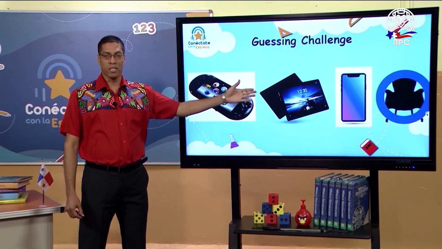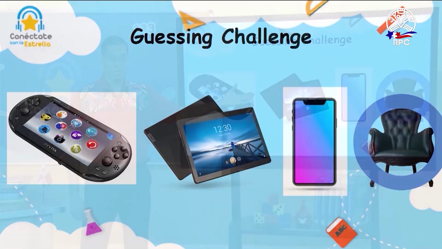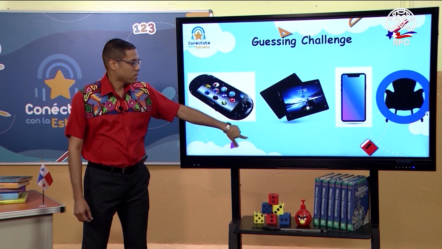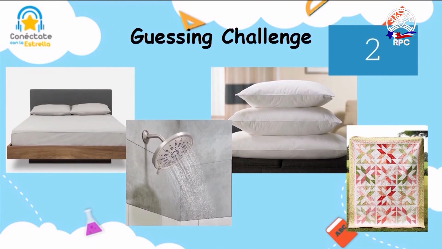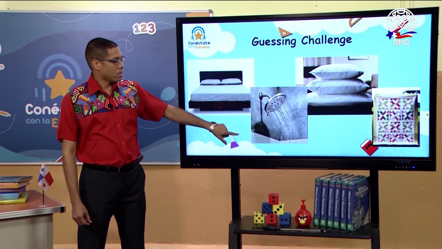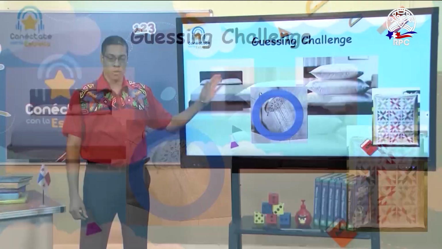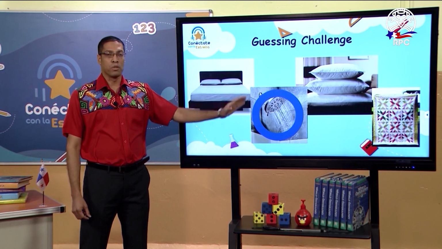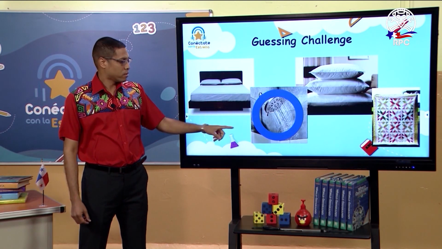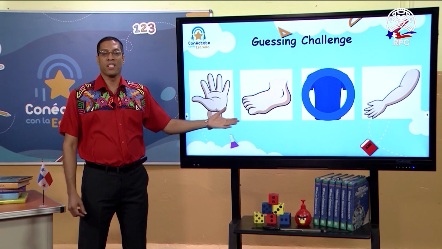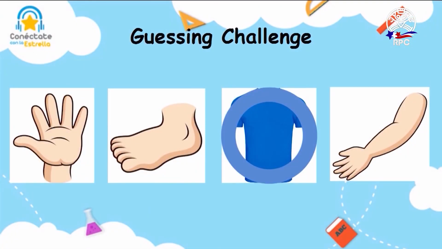Image number 4 is the different one. It is an armchair. The other 3 images are electrical devices. Image number 2 is the one that doesn't match the other images. It is a shower. The rest of the images are bedroom objects. Image number 3 is a t-shirt. The rest of the images are parts of the body.